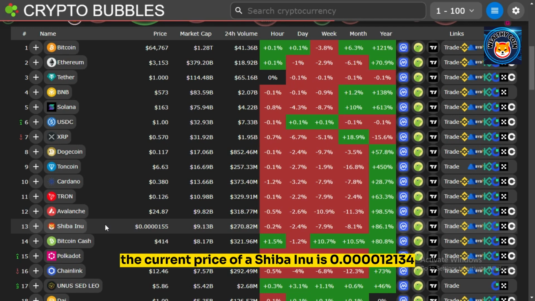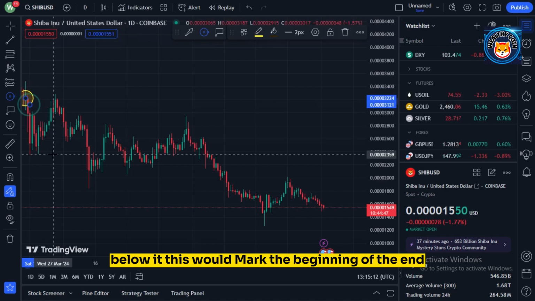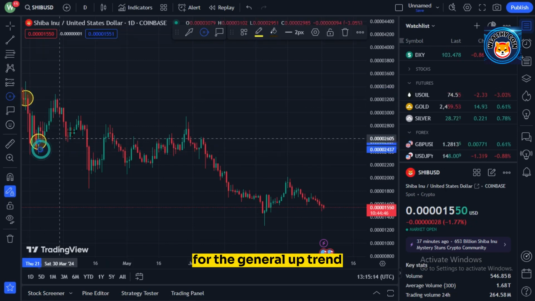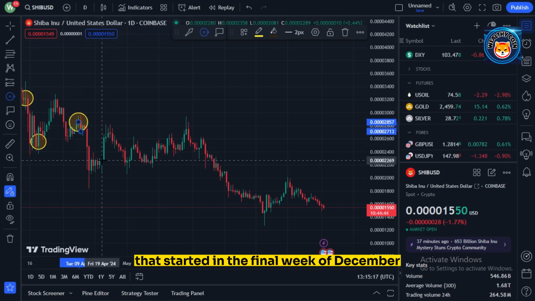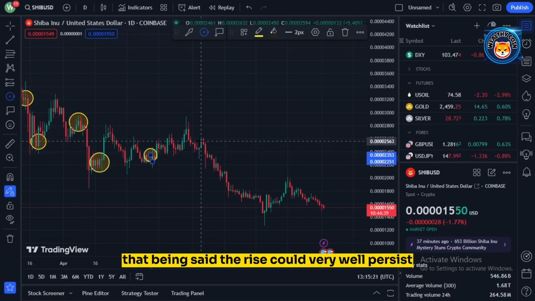The current price of Shiba Inu is 0.0000122134. The daily simple moving average is 21 days old, and the bears are trying to form a candlestick close below it. This would mark the beginning of the end for the general uptrend that started in the final week of December if it were to be successful. That being said, the rise could very well persist.